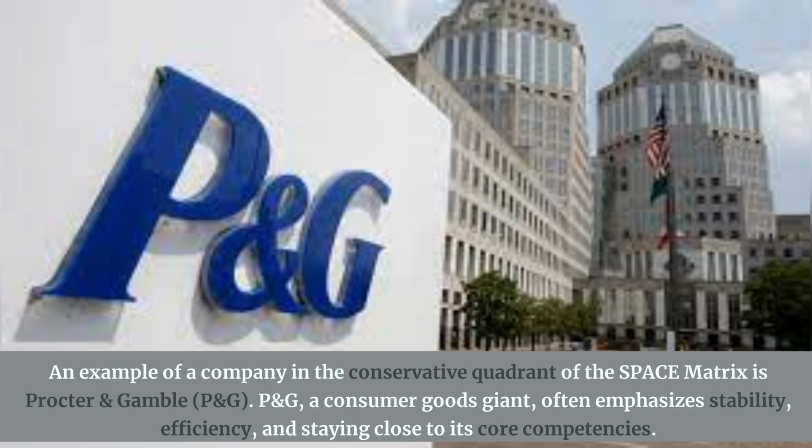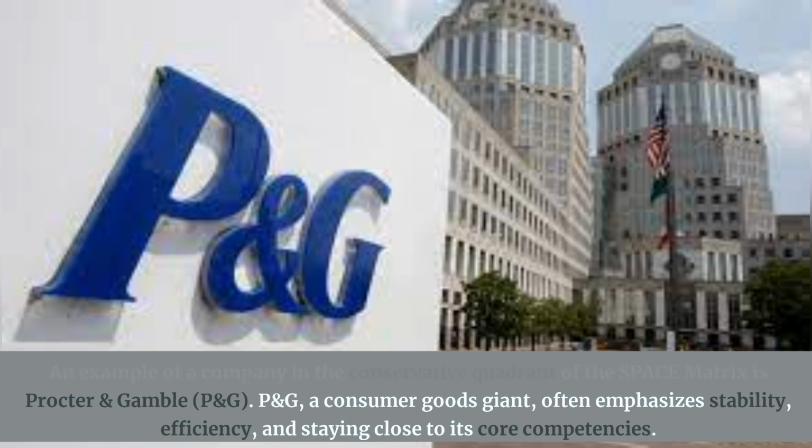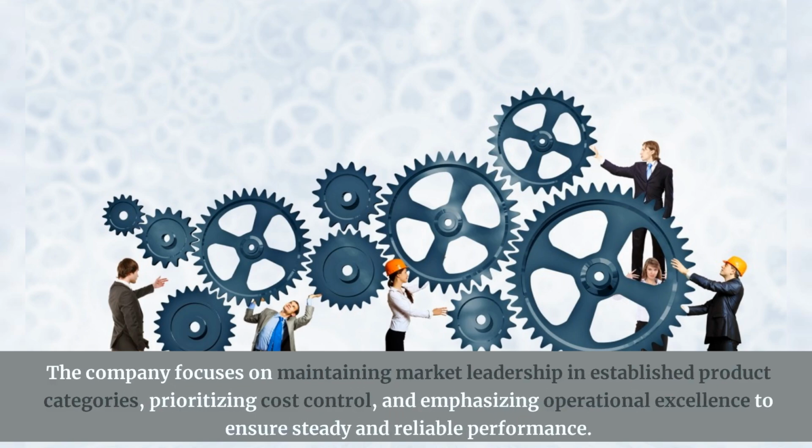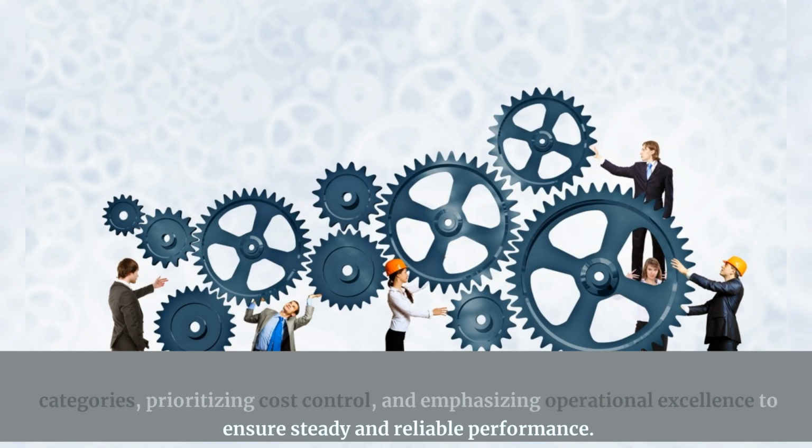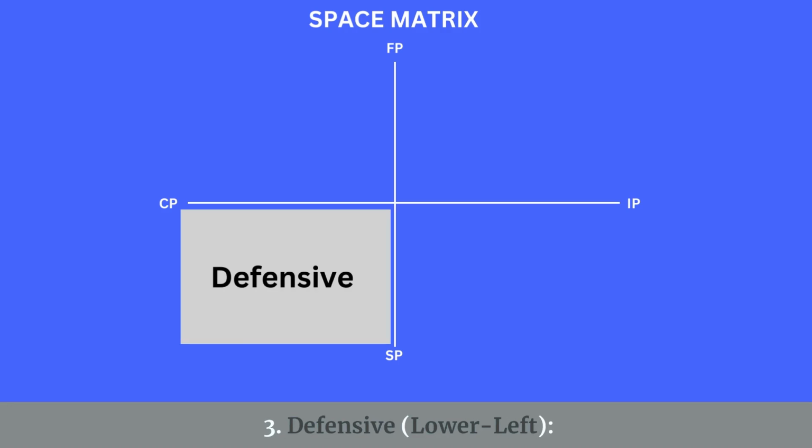An example of a company in the conservative quadrant of the space matrix is Procter & Gamble, P&G. P&G, a consumer goods giant, often emphasizes stability, efficiency, and staying close to its core competencies. The company focuses on maintaining market leadership in established product categories, prioritizing cost control, and emphasizing operational excellence to ensure steady and reliable performance.